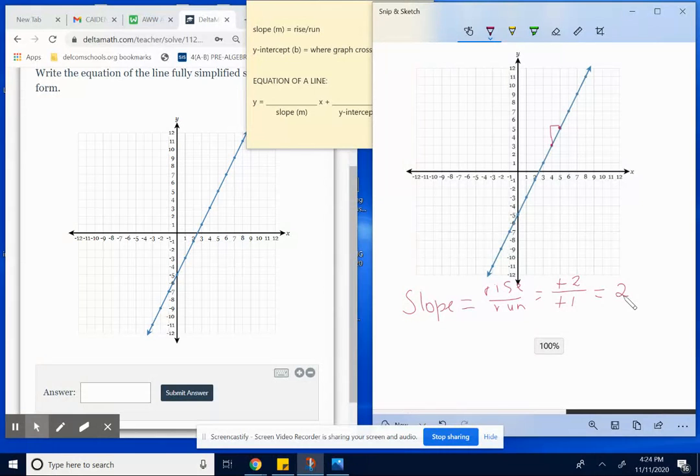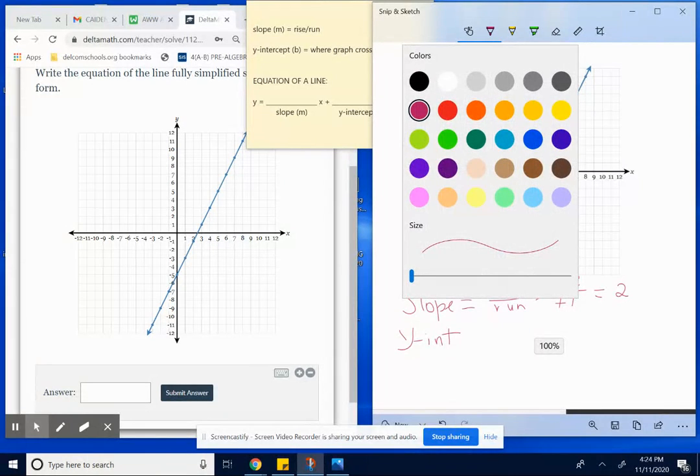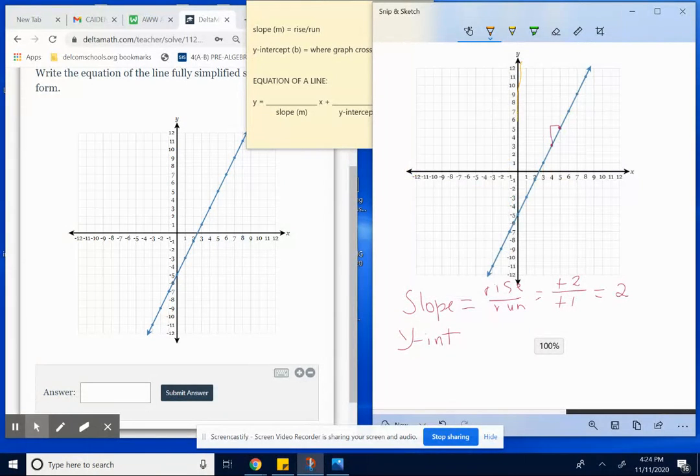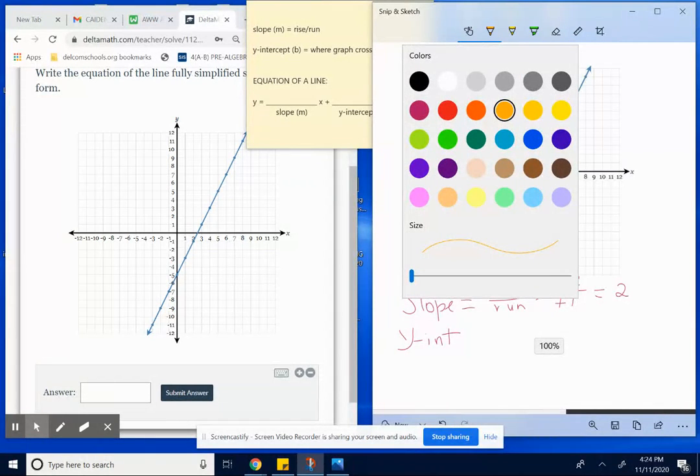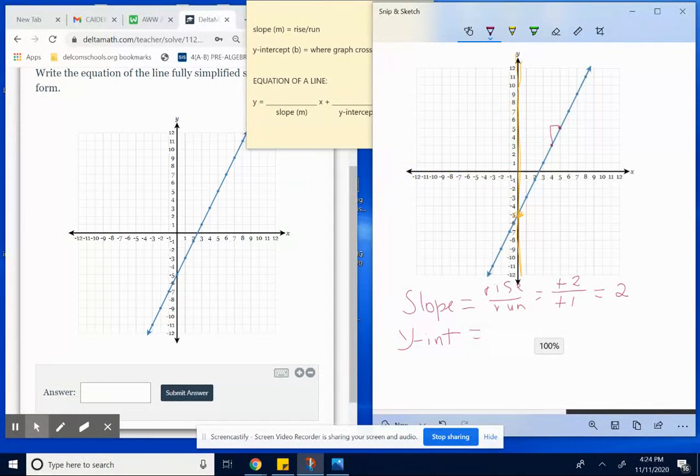The y-intercept is the next thing you want to think about. That is where your line crosses the y-axis, the vertical y-axis. And it looks like it's being crossed over right there, and that is at -5. So the y-intercept is equal to -5.